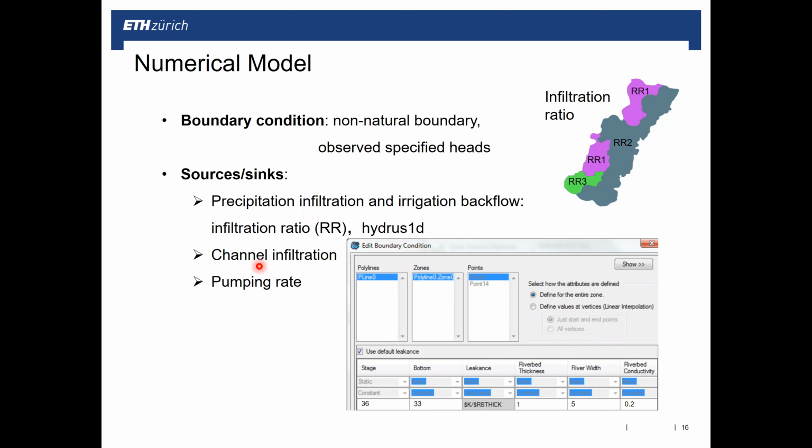And for the canal infiltration, we simulate in the river package, and you need to input the river level in the canal, the bottom of the canal, the thickness of the riverbed, the width of the canal, and also the conductivity of the canal. And for the pumping rate, we simulate in the well package.